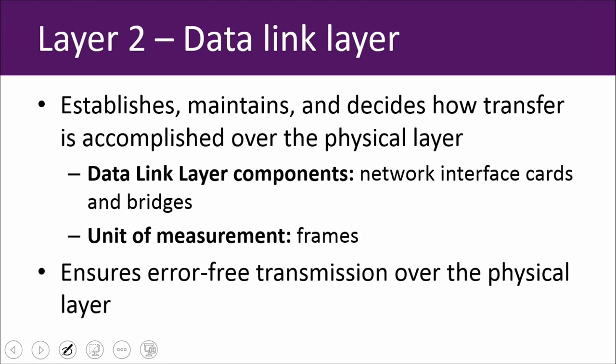All right. So now going back to talking about bits, as bits move up the stack from layer 1 to layer 2, they're going to become frames. The data link layer is going to establish, maintain, and decide how transfer is accomplished over a physical layer. So it's going to prepare your data for transmission on that physical layer. Data link layer components are your network interface cards and bridges, which are technology that we'll talk about a little bit later as well. And the unit of measurement here is frames.